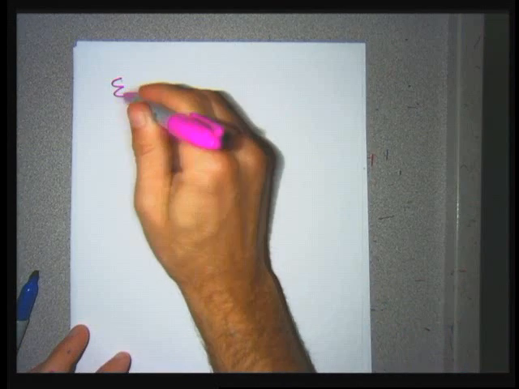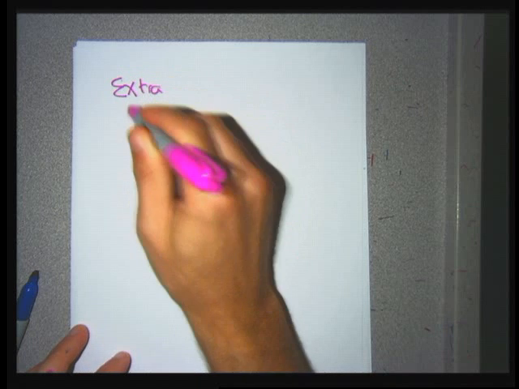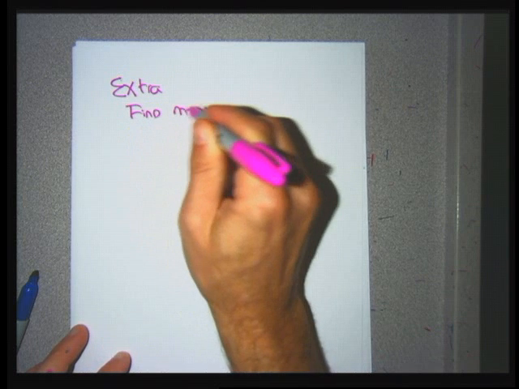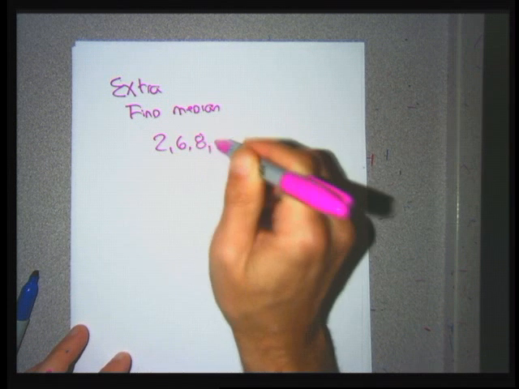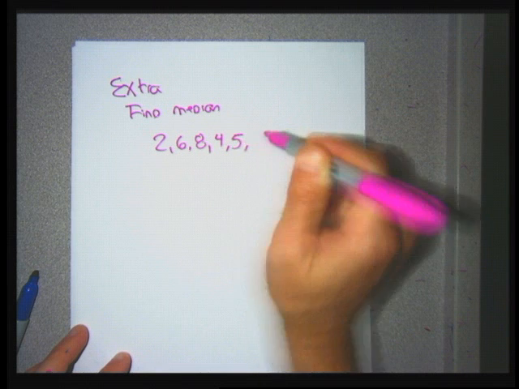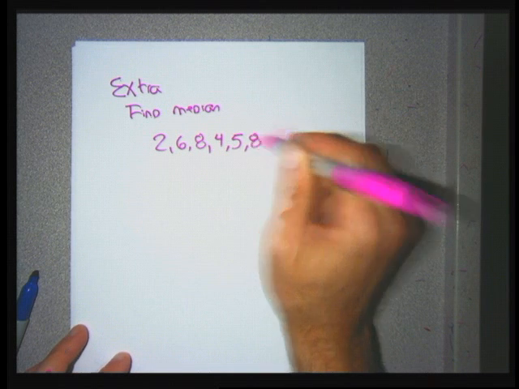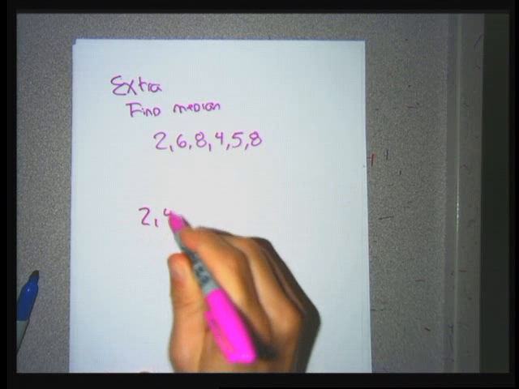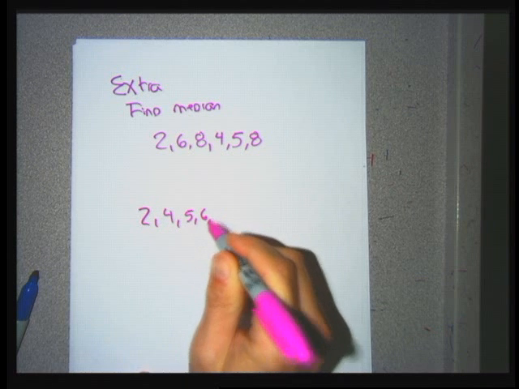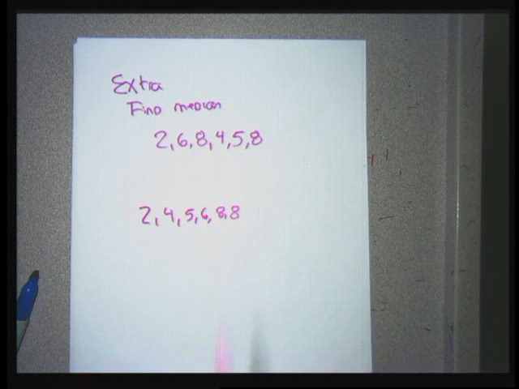This isn't a review question, but this is something that could wind its way up on the test. If I gave you this data and said find the median, first of all, the data is not written in ascending order or descending order, and to find the median, you have to have the data listed from small to high or high to small. So I listed it from small to high.